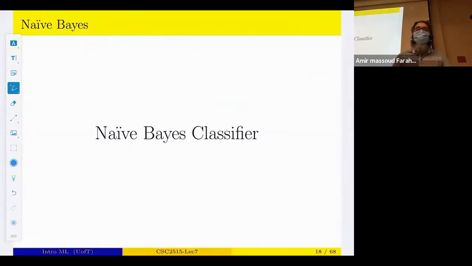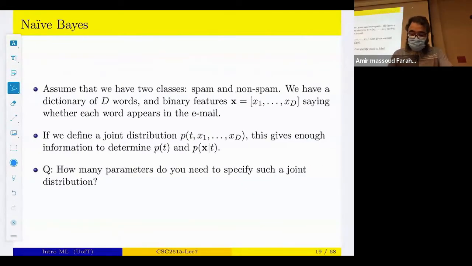So the first approach is called the naive Bayes classifier. It's a very simple generative approach, which makes some assumptions to make learning and calculations much simpler. Again, consider spam and non-spam as a working example. So we have two classes. We have a dictionary of D words, and a binary feature that is D-dimensional, as in the previous section. So nothing changed here. So we need to compute P of x and P of t.